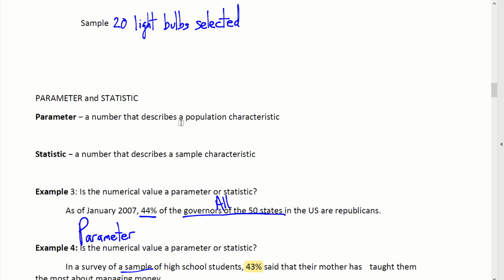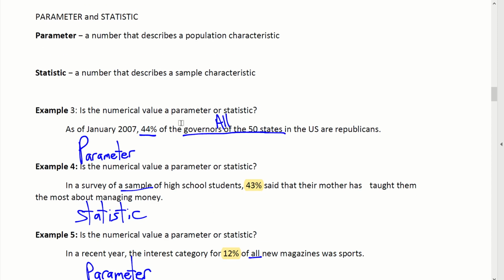Now that we know what populations and samples are, we're going to start to talk about some descriptors of those two sets, and that brings us to parameters and statistics. Parameters are numbers that describe a population characteristic, whereas statistics are numbers that describe a sample characteristic. The easiest way I find to memorize these two definitions is to know that the two P words go together. So parameters describe populations, and the two S words go together. Statistics describe samples.